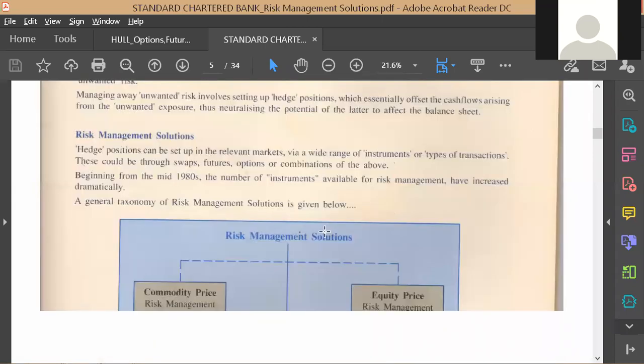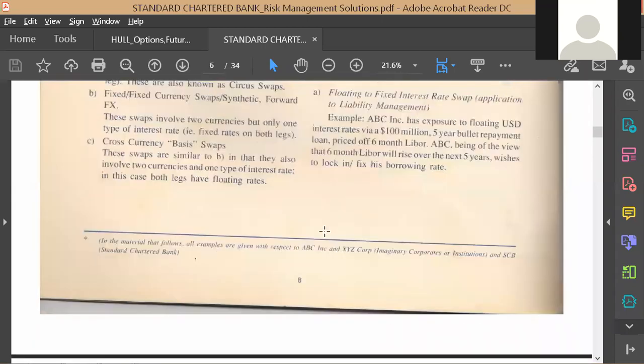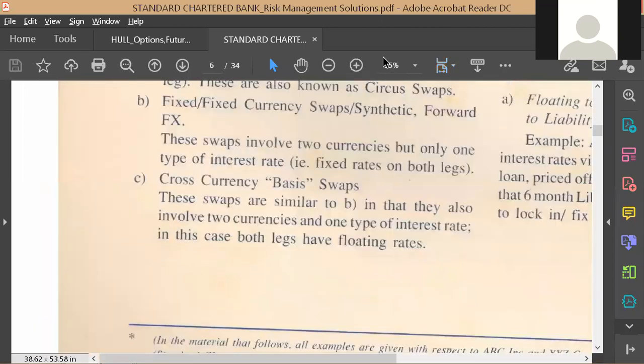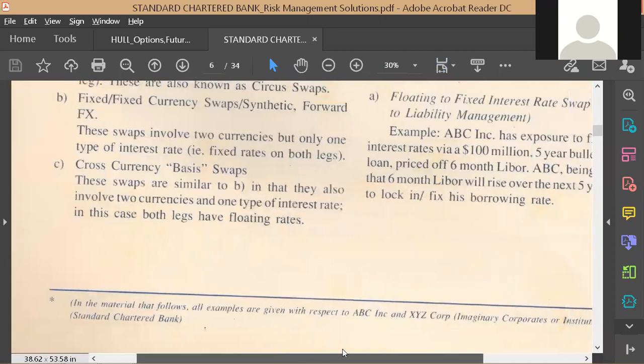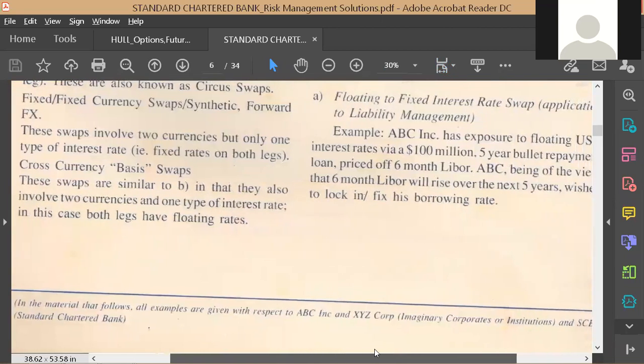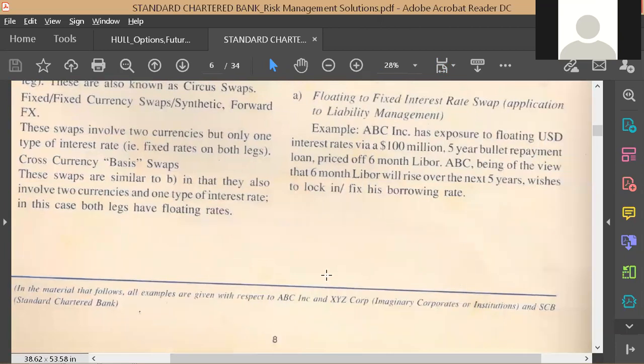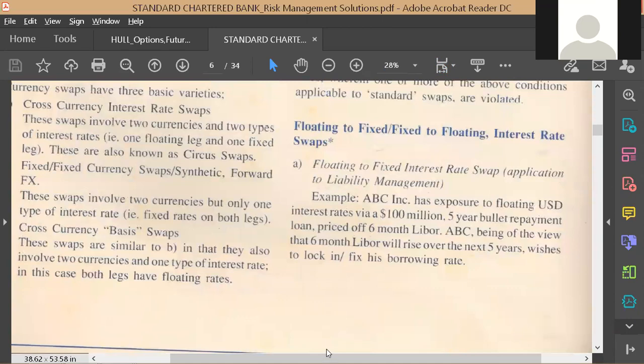Okay, maybe we can increase it further a little bit. How does it look? Yeah, maybe we can increase the zoom a little bit. Maybe we can make it 35. That's too big actually. Yeah, 28 is the right one actually.